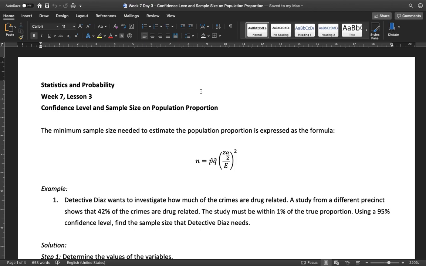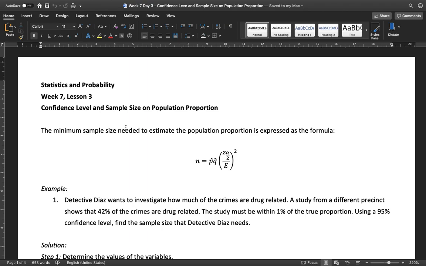Hey everyone, today we're going to discuss the confidence level and sample size on population proportion. In our previous lesson, we talked about determining the sample size but in the context of the population mean. This time naman, paano natin malalaman yung appropriate na sample size natin if we're going to estimate the population proportion.